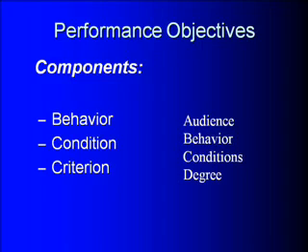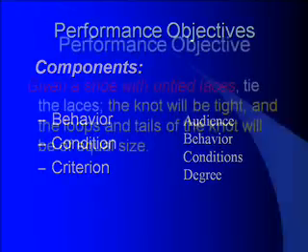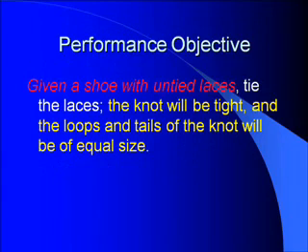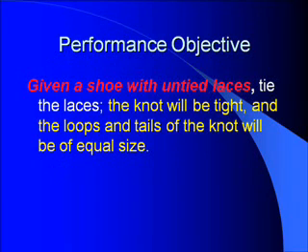I prefer Dick and Carey's three-component approach. Theoretically, if you've done a learner analysis, your documentation will already clearly state who the instruction is intended for. In either case, these components don't have to be in that order, as you'll see in the examples that follow. Here's one example of a performance objective. Given a shoe with untied laces is the condition.